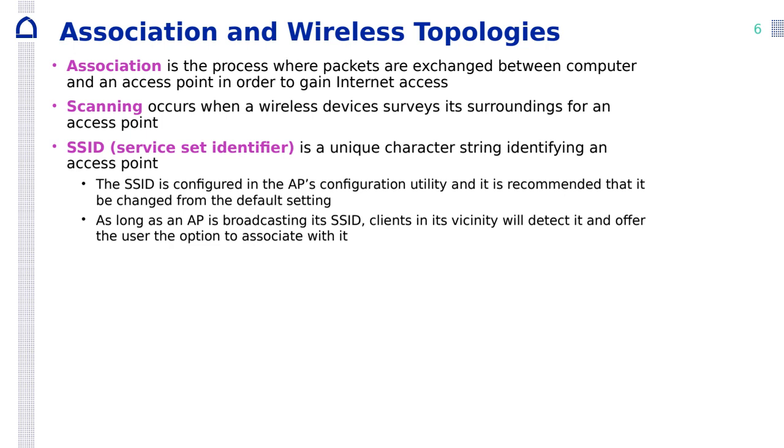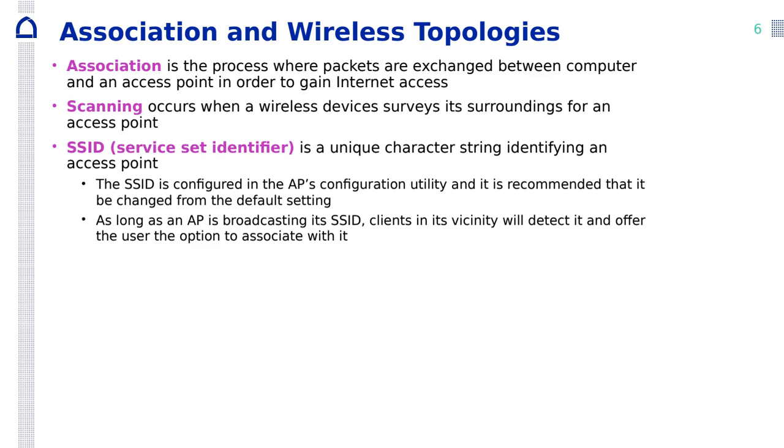Association is the process where packets are exchanged between computer and access point. Okay, so your computer is exchanging with the access point. We call this, they are associated. Scanning, when the wireless device survey its surrounding for an access point. أول ما تشغل الموبايل, it's starting to find which access point is available. We call this scanning.